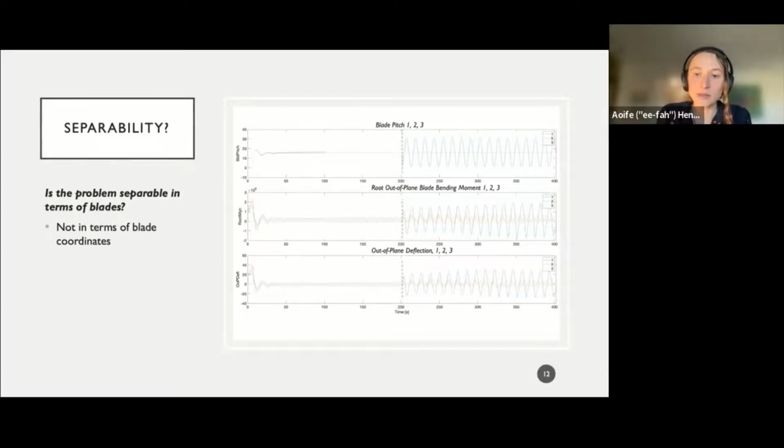As you can see, the root out of plane blade bending moments, which are a particular loading we care about, and the out of plane deflections of all 3 blades are impacted. Sure, it's mostly for blade 1, but the others are also influenced. So in terms of blade coordinates, at least, no, the problem is not separable, unfortunately. In any case, in addition to these blade loadings, we also have tower and nacelle and shaft loadings to consider, which cannot be separated by blade.